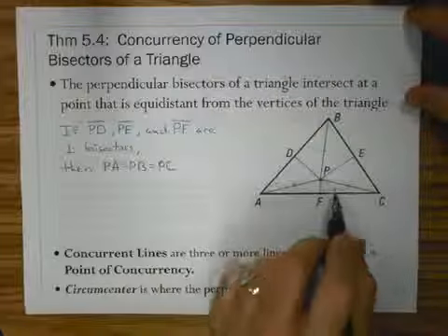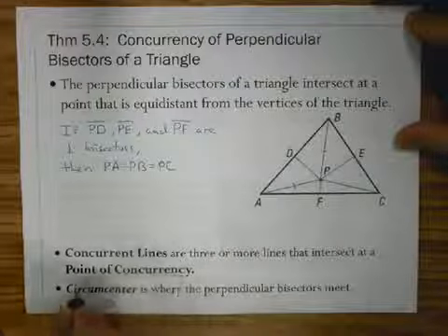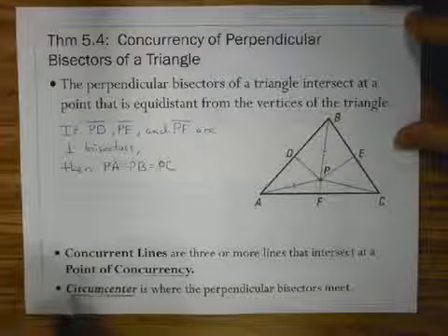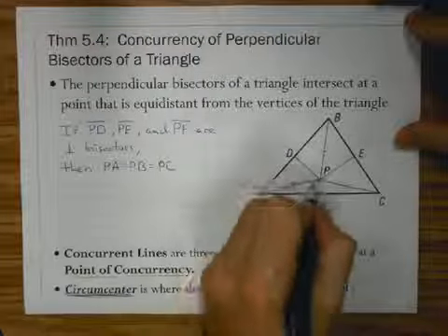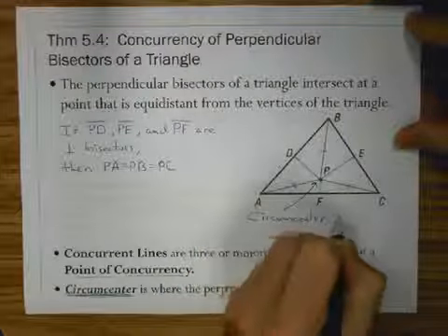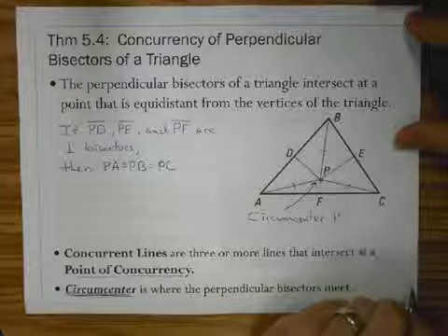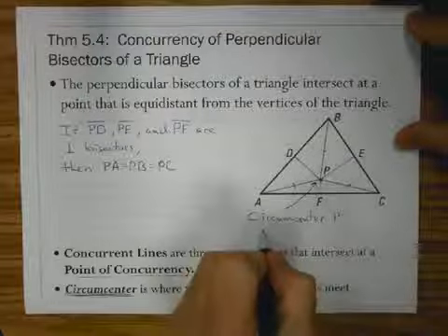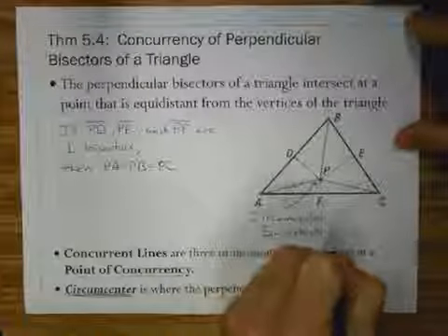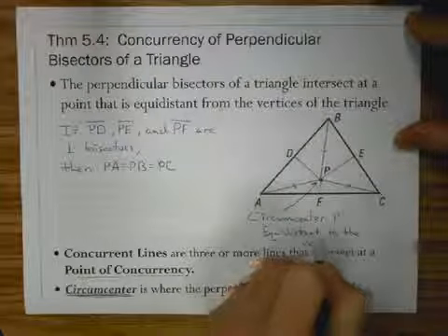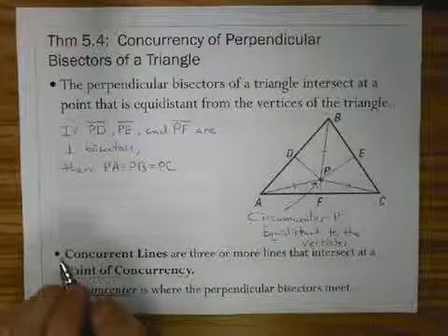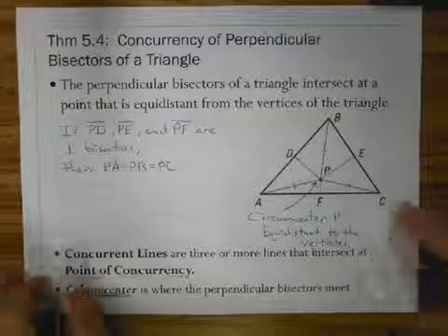We have the term concurrent lines, or three or more lines that intersect at a point of concurrency. And we have that here. These three lines we started with, PD, PE, and PF, all meet at a point. We call that a point of concurrency. But we're going to be more specific here, and when it's perpendicular bisectors, we're going to call this point the circumcenter. So that's going to be circumcenter P. And that again is where the perpendicular bisectors meet. And it is equidistant to the vertices.